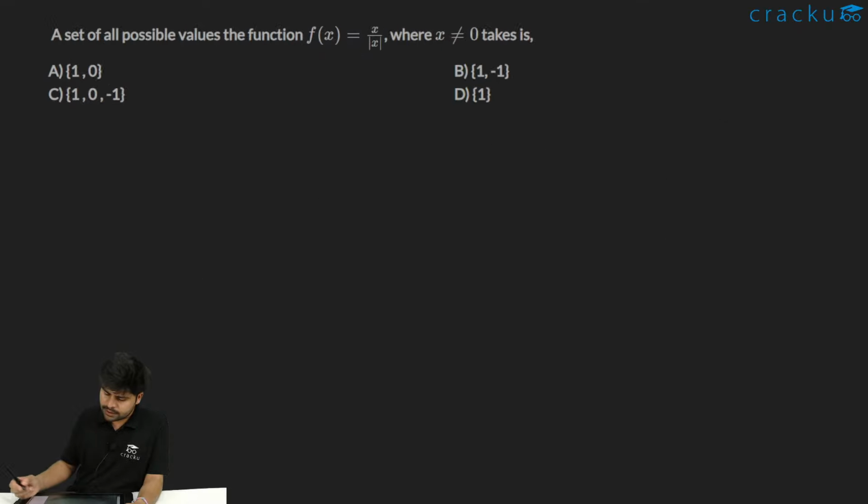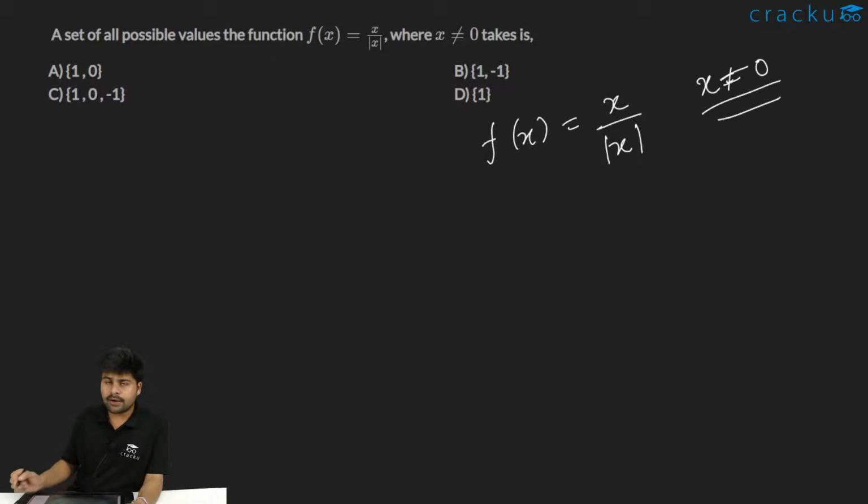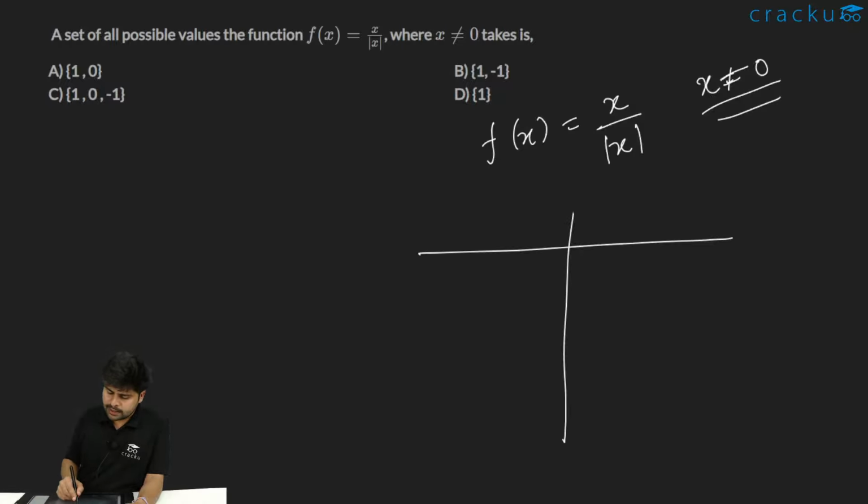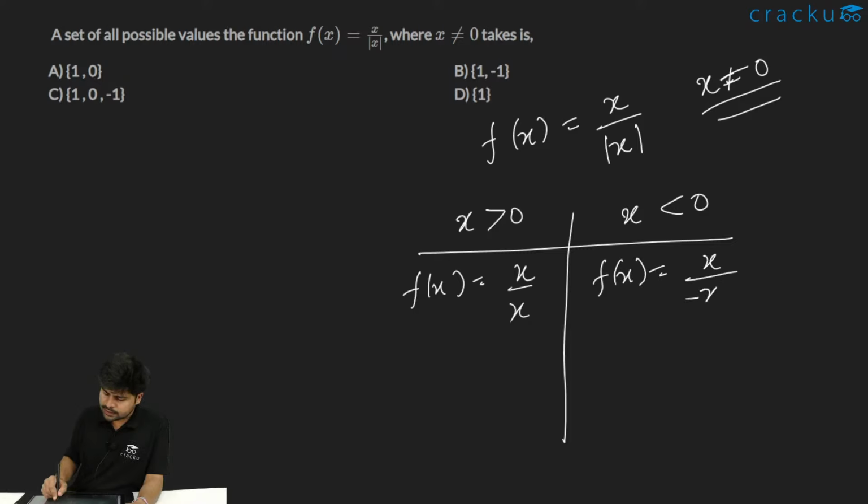And what about this one? This one I hope you have solved. It was a pretty simple question, right? We are asked f(x) is equal to x over the modulus of x, x is not equal to 0. Why is x not equal to 0? Because x is in the denominator. It cannot be equal to 0. Then essentially for mod x there are only two possibilities: x is either greater than 0 or x is less than 0. If x is greater than 0, then f(x) comes out to be x over x. If x is less than 0, then f(x) comes out to be x over minus x.